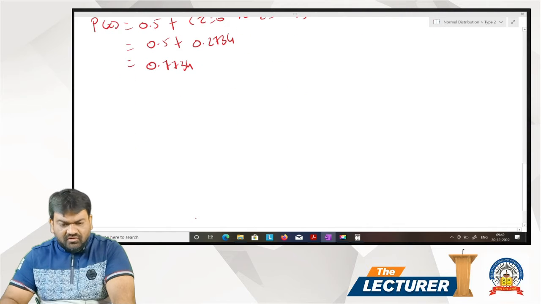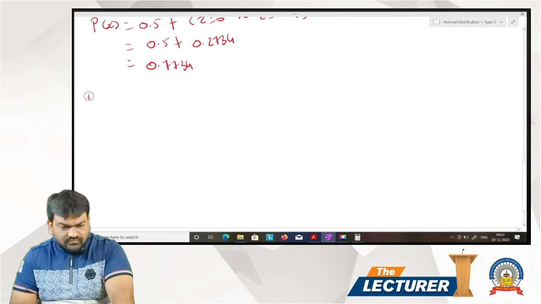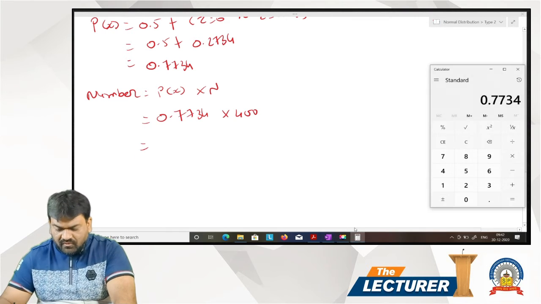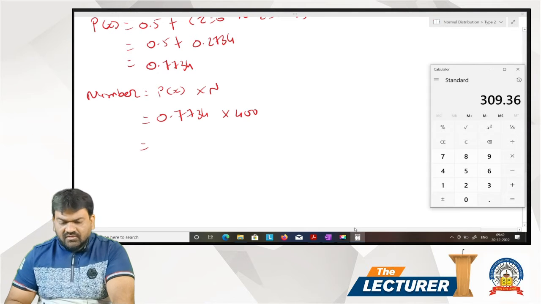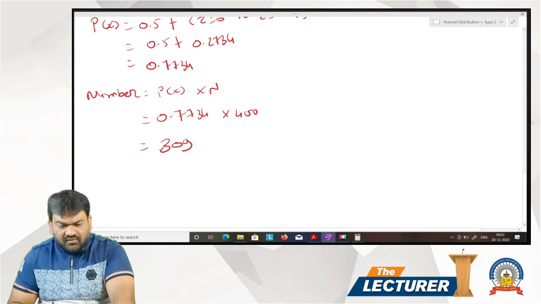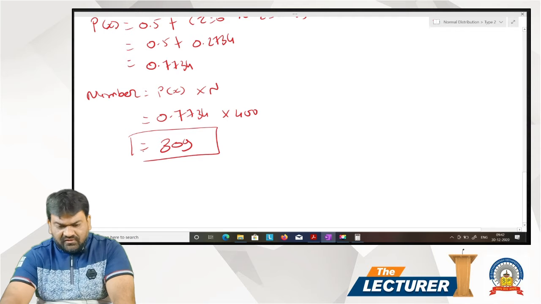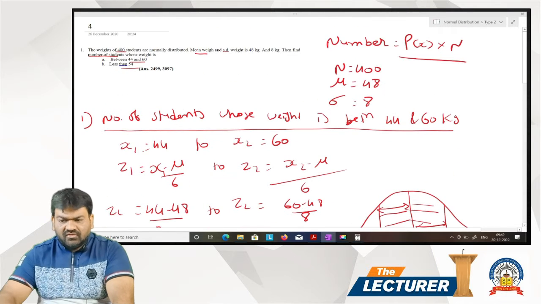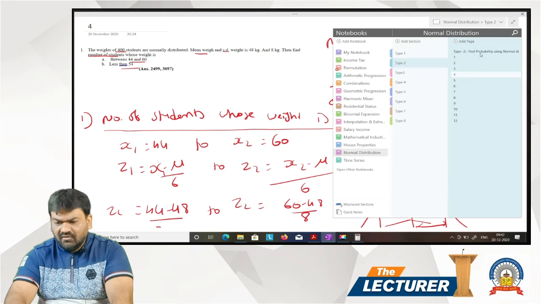We have to find out the number. So number is equal to probability multiplied by capital N, 0.7734 multiplied by 400, that is 309. There are 309 students whose weight is less than 54 kg. So here our example number 4 is completed. Next, example number 5.